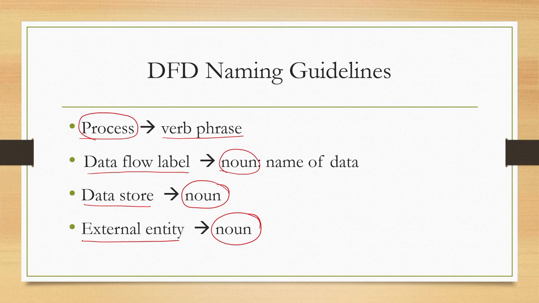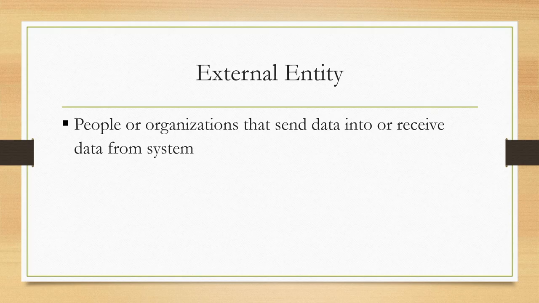So, out of the four components, for processes we should use a verb or verb phrase to name it. For the other three, namely data flow, external entity and data store, we should stick to the use of nouns for naming those components. Now, let us slowly try to understand what these components are and what they signify. Let us begin with external entity. What are these things?